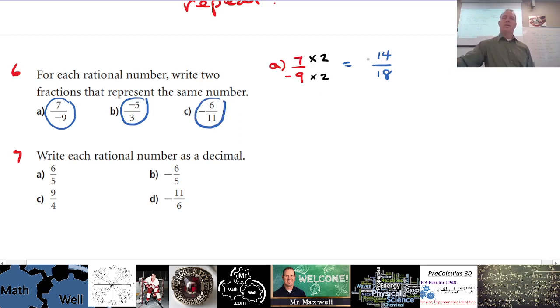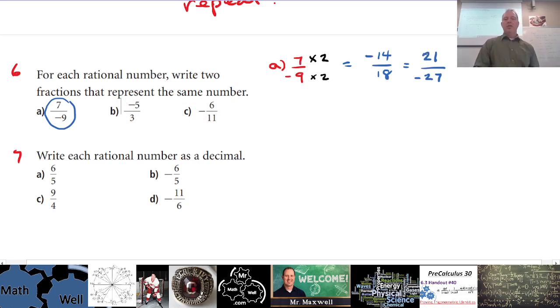All right, that's 1. And what's another one? Well, we could multiply 7 times 3 to get 21, and we could multiply negative 9 times 3 to get negative 27. So those are some perfectly good answers for A there. All right. Now I won't do all these ones. I'll just do some sample questions here.